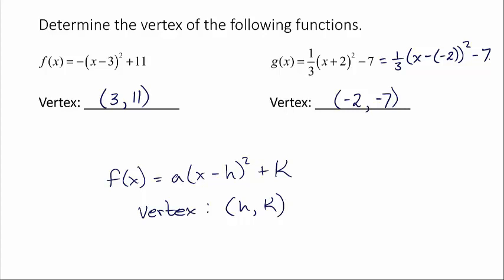So the k value will be -7 in this case. Okay, so from an algebraic perspective, that's what you want to be looking at.